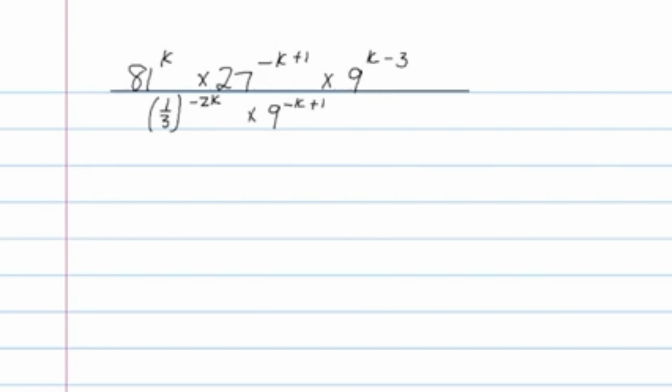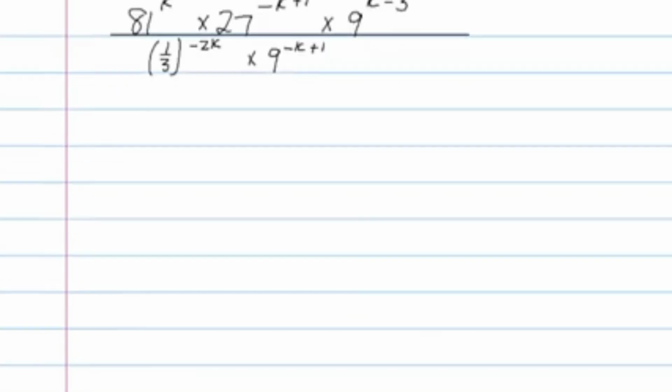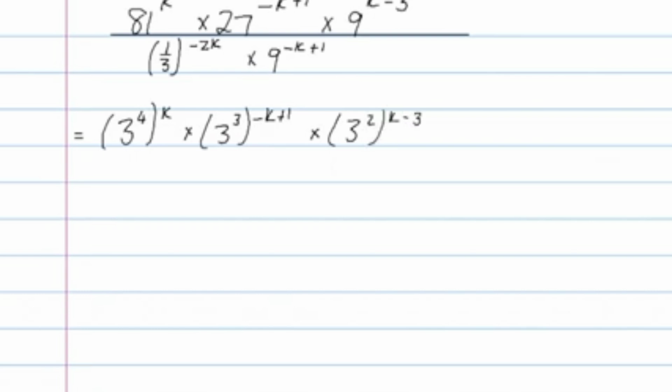So let's try to simplify the question. So the first step, make our prime numbers. Try to make everything that we have in the same base. So 81 is 3 to the power 4, and then bracket to the power k, and then 27 is 3 to the power 3, brackets to the power negative k plus 1, and then 9 is 3 to the power 2k minus 3. That's the numerator. Everything is in terms of 3 according to the base.